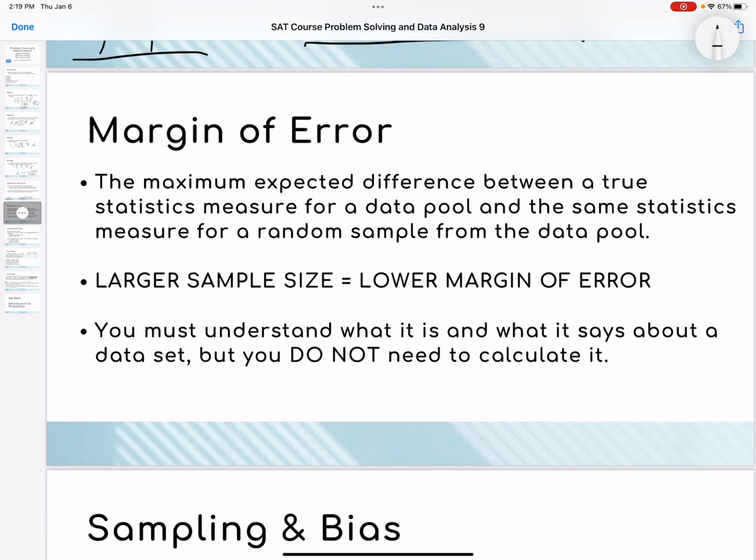Margin of error is similar in that margin of error is the maximum expected difference between a true statistics measure for a data pool and the same statistics measure for a larger sample from the data pool or the entire population, right? So in this case, the key with margin of error, because you don't have to calculate it either, is to know that a larger sample size has a lower margin of error. Meaning the larger a sample size we have, the more representative of a population it is in most cases. So if we have a city of 100,000 people and we ask 10,000 people instead of just 500, well, that sample that had 10,000 people is probably going to be a better representation of everyone in the city than just 500 people, of course, assuming all else is equal, and we went through the same methods of picking people.